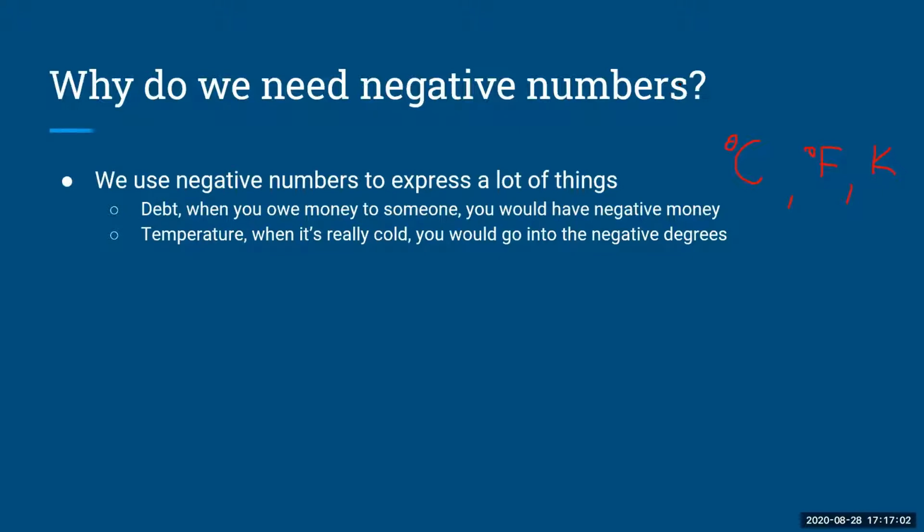Is negative 2,763 degrees possible? Which degrees though? Fahrenheit or Celsius? I'm sure it is. Well, actually, I don't know about Celsius, but I'm sure Fahrenheit is.